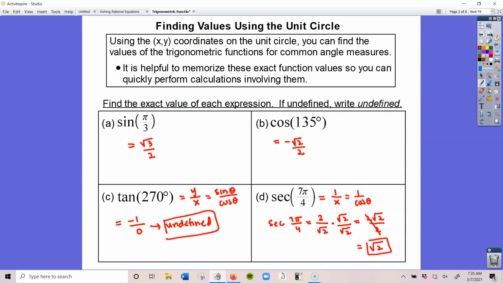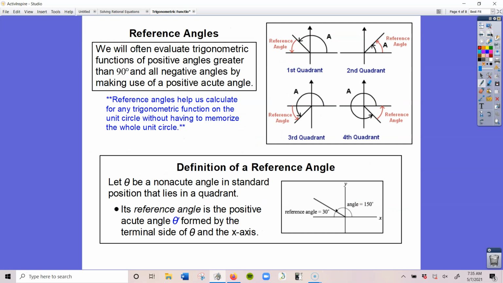So now let's see how we're going to find these trigonometric values of any angle. And before we do that, we would need to figure out what a reference angle is. Now, most of the time we evaluate trigonometric functions for angles that are greater than 90 degrees or pi over 2, and all negative angles. So a little shortcut is to figure out the reference angle, because it's going to help us calculate any trigonometric function on the unit circle without having to memorize the whole thing, because having to memorize the entire unit circle can be kind of annoying.